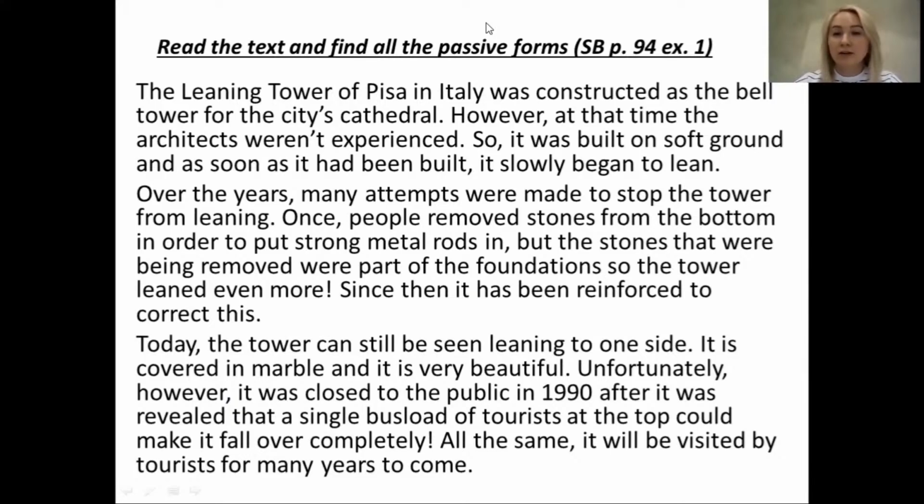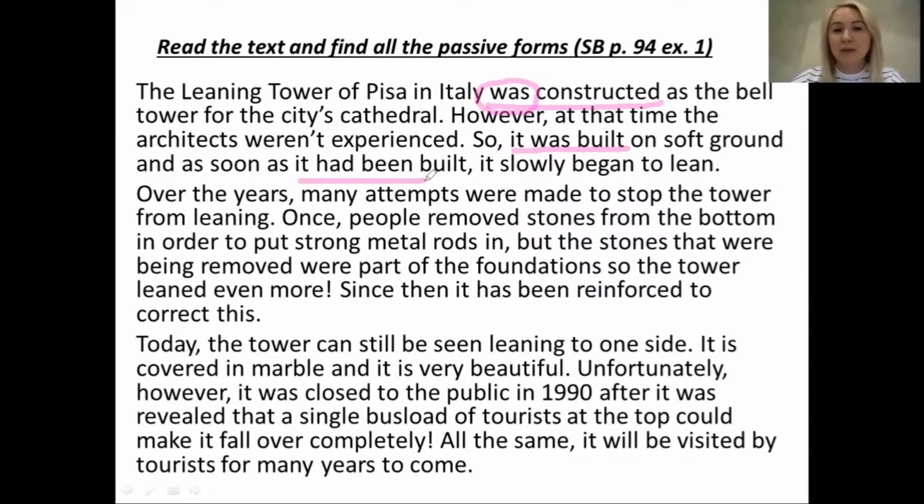So let's together check your highlighted phrases. The first phrase in the passive voice that I can see is "was constructed". And this is the past simple passive. How do I know that? So let's look at the verb to be and its form. So this is the form of past simple. The next one is "was built", and it is also past simple passive.